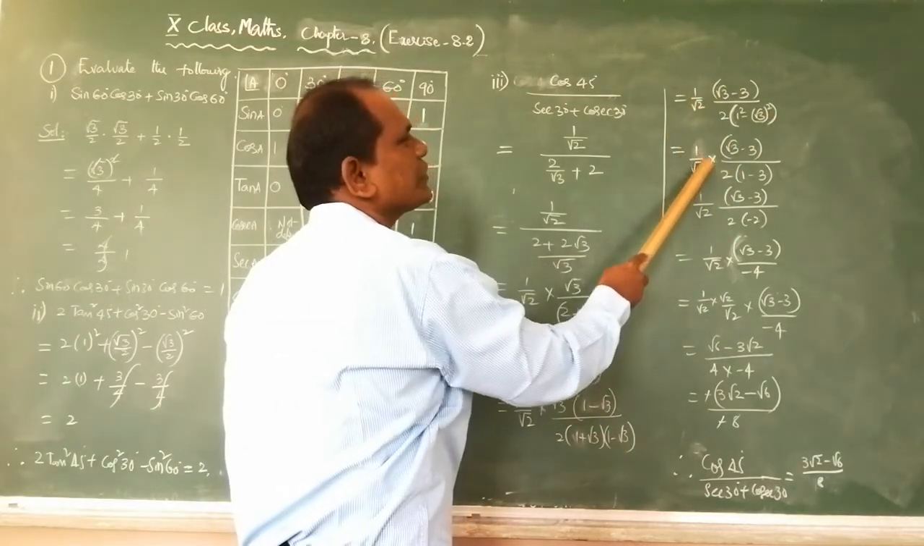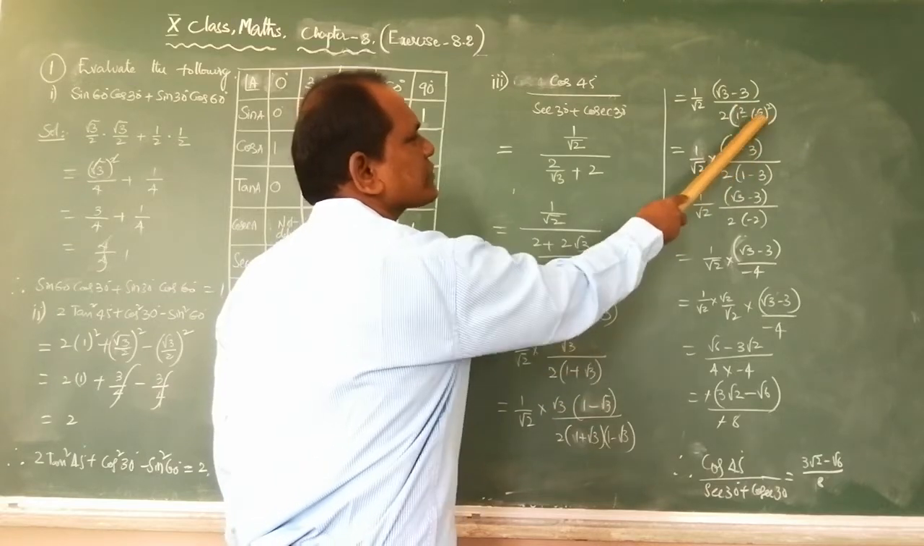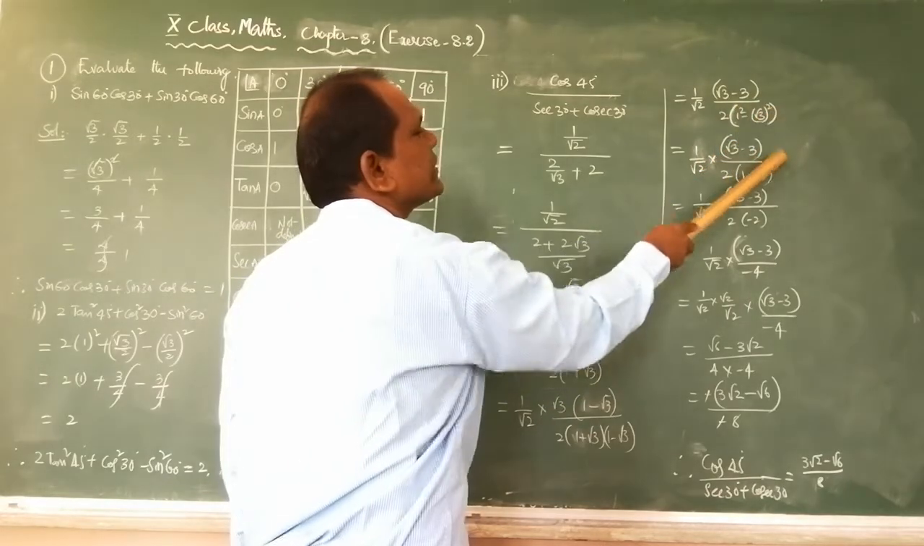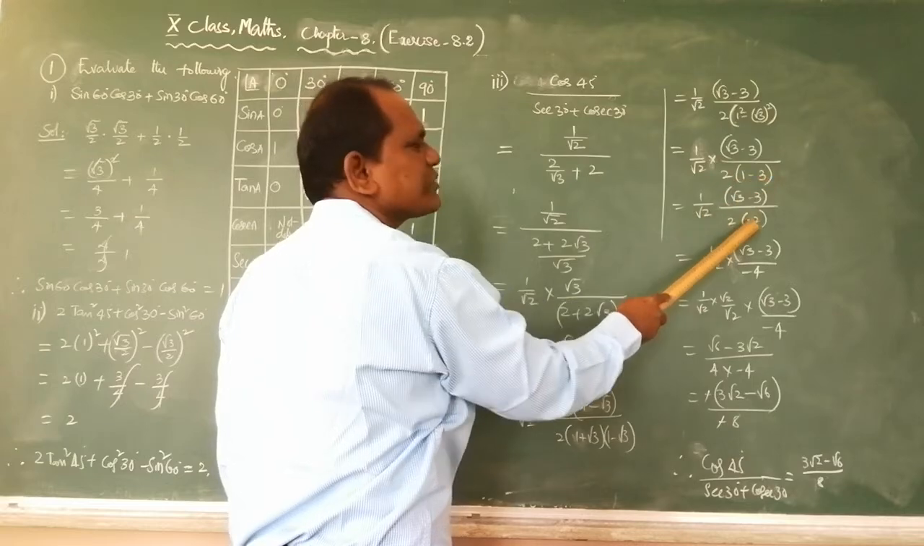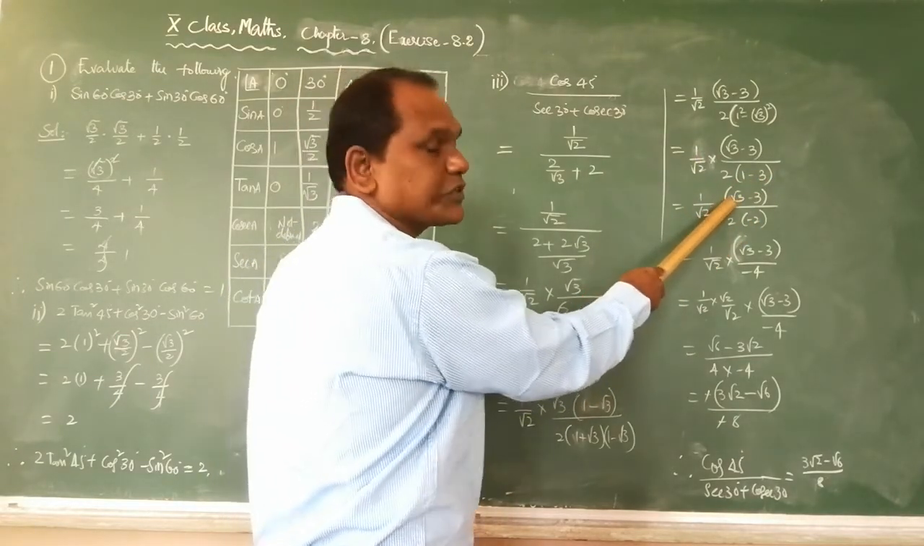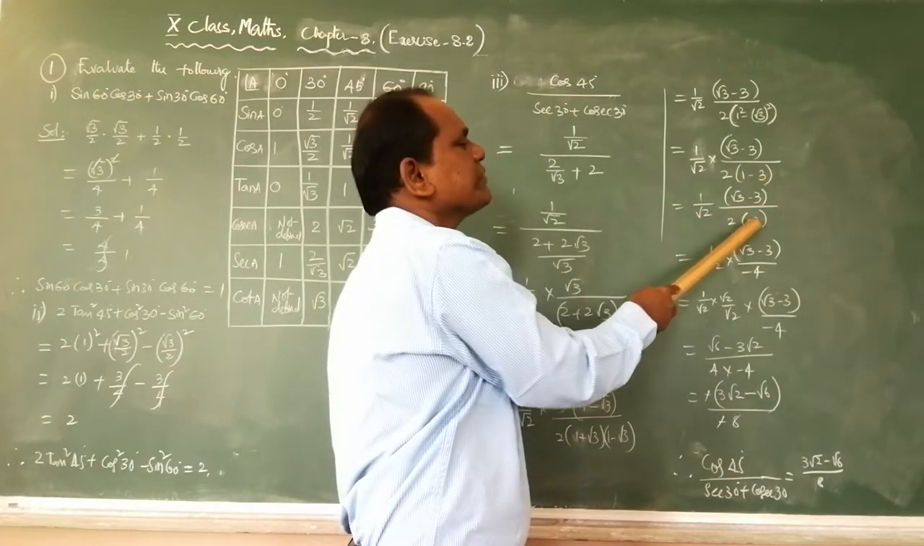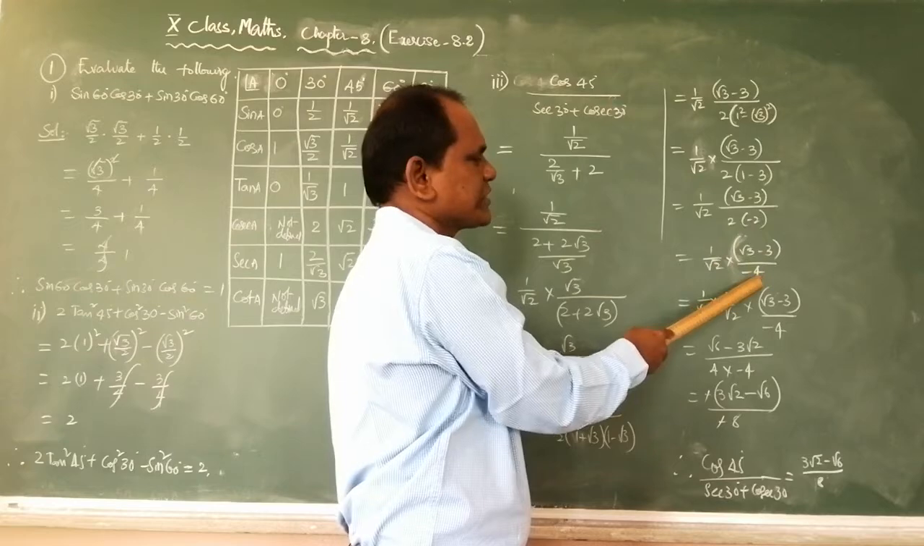Therefore 1 by root 2 into root 3 minus 3 by 2 into 1 square minus 3. 1 square means 1 only, and the square and root 3 cancel, giving 3. It is 1 minus 3. 1 minus 3 means how much? Minus 2. Therefore 1 by root 2 into root 3 minus 3 by 2 into 1 minus 3, which means minus 2 into 2, minus 4. This is again 1 by 2.